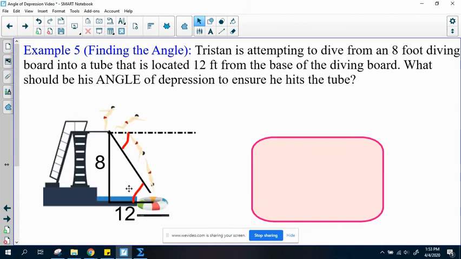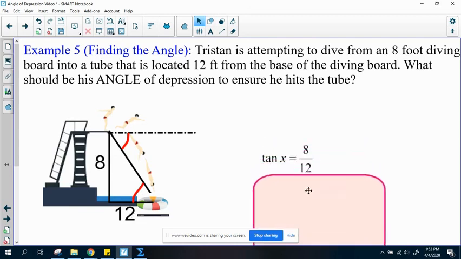So now you have both sides, but you're trying to find this angle, the angle of depression. So this is 12 and 8. If I want to know this angle, I have the opposite and I have the adjacent. So I'm going to use tangent. So the tangent of x is 8 over 12.